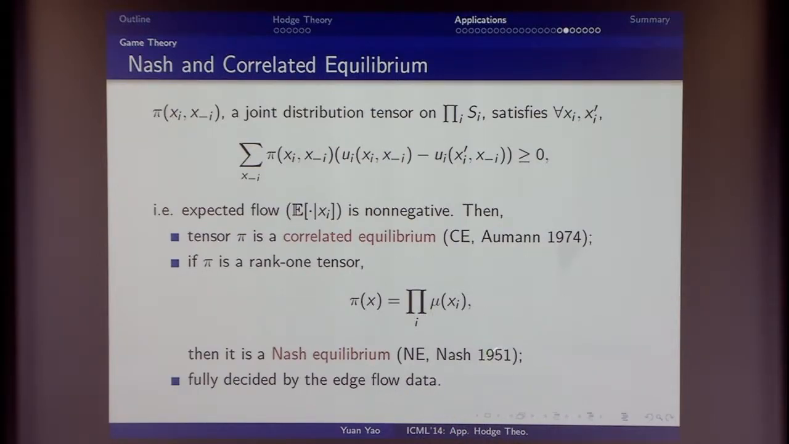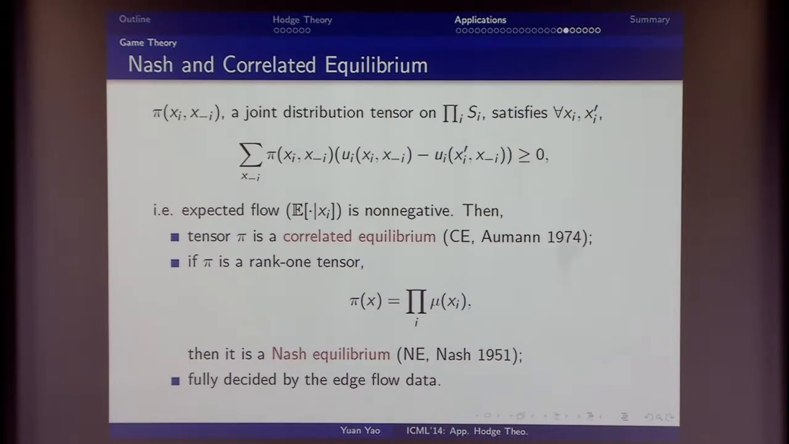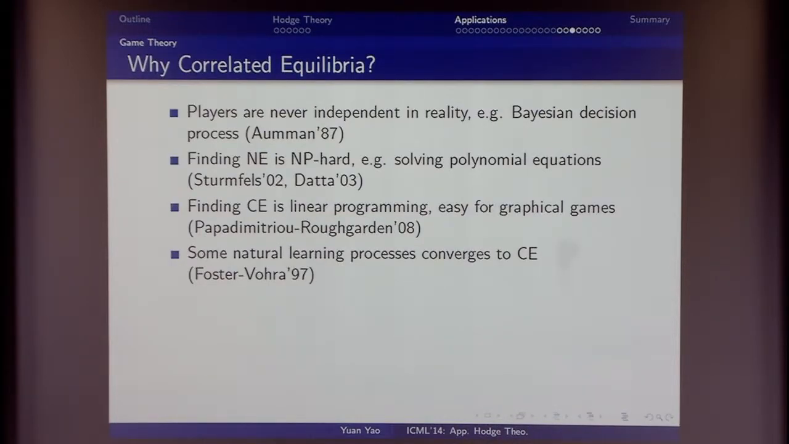And both equilibria actually can be fully decided by the edge flow data when we map the game onto the graph in this way. We don't lose any information about the equilibrium problem. And the question is which equilibrium we should look at. So this is a very complicated problem. In game theory, people mostly look at Nash equilibrium. But in reality, Aumann suggests correlated equilibrium because he thinks people never make decisions fully independently in reality.